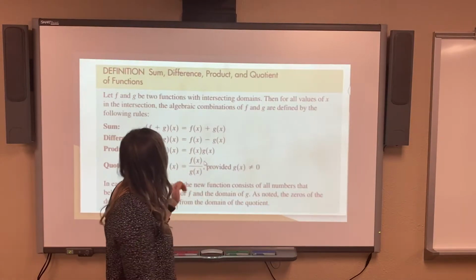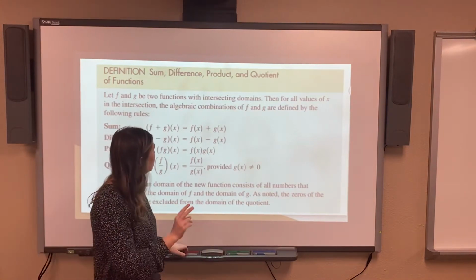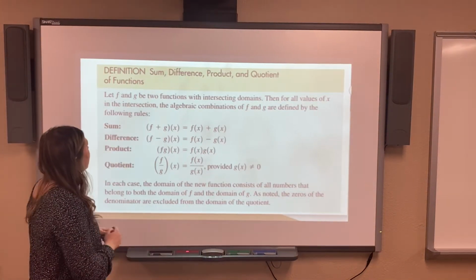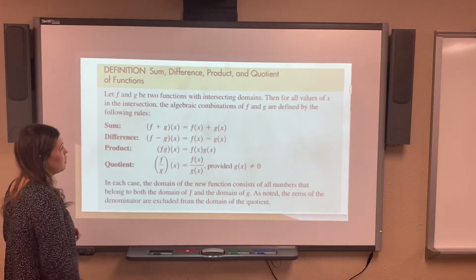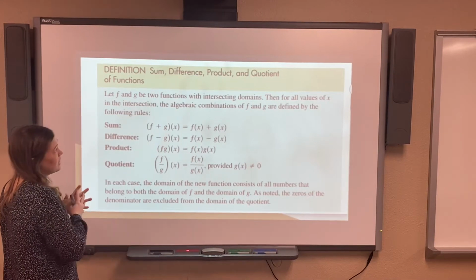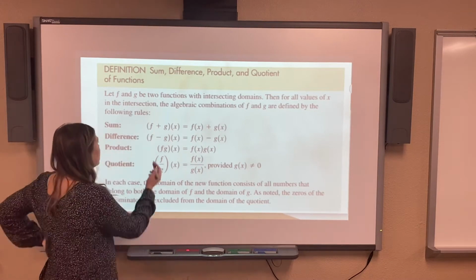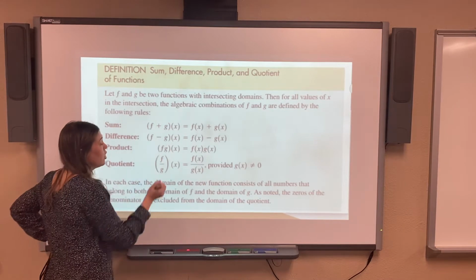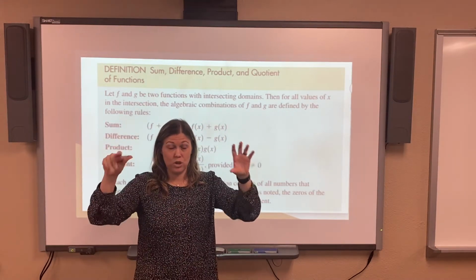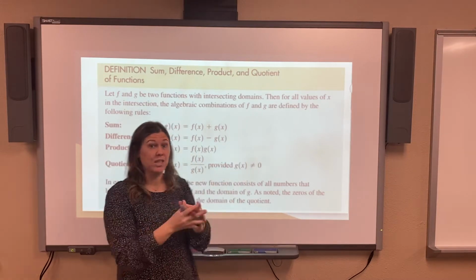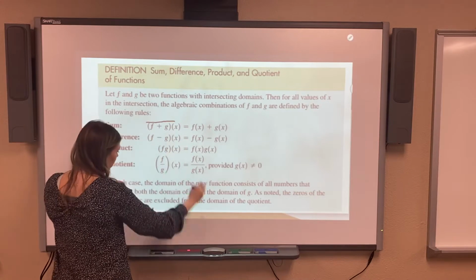So we have the sum, difference, product, and quotients of functions. If we're given two functions, f and g, we're going to have two functions with intersecting domains. And so for all values of x in the intersection, you have the following rules. So the sum, if you have f plus g, all you're doing is adding the function f plus the function g. So you're adding these two functions together. That's all this is saying.